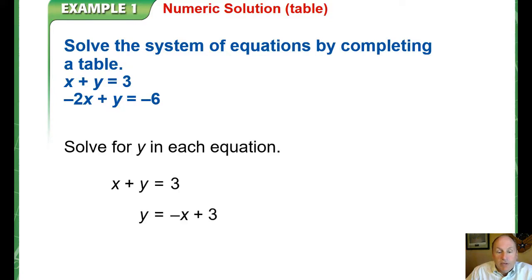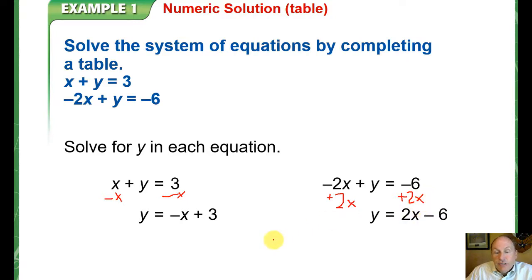Okay, so x plus y equals 3 becomes y equals negative x plus 3 because we subtract an x from both sides. In the other equation in the system, we're going to add 2x to both sides. We're going to use the addition property of equality. And that's going to put it in a nice slope-intercept form, which makes it easier for finding coordinate points.